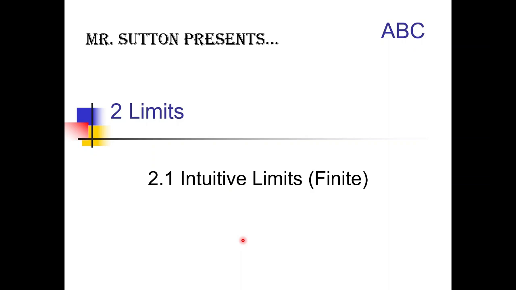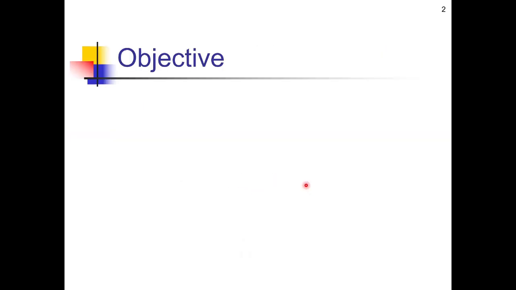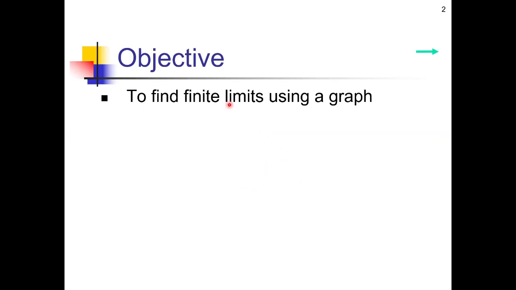Hello there, Mr. Sutton here, bringing you this AP Calculus 2.1 lesson on intuitive limits of the finite variety. In this one, we are going to be finding finite limits using a graph.